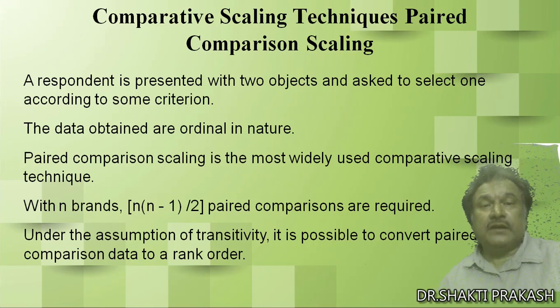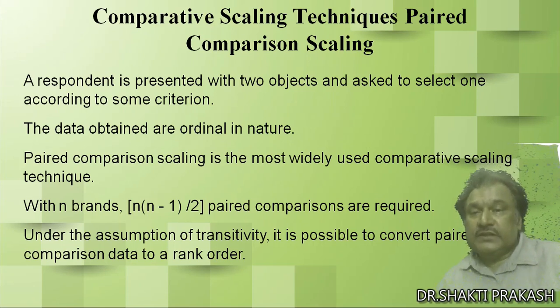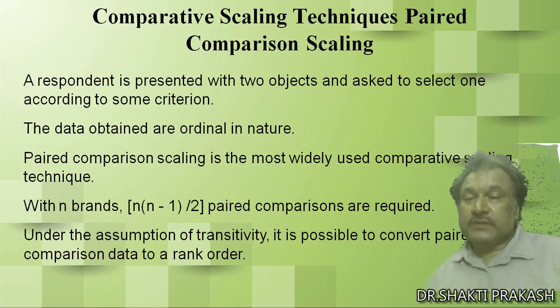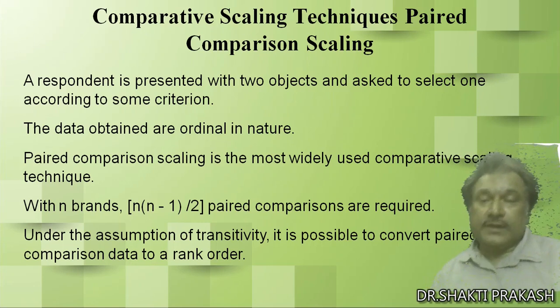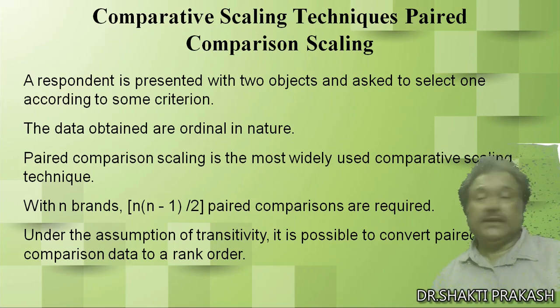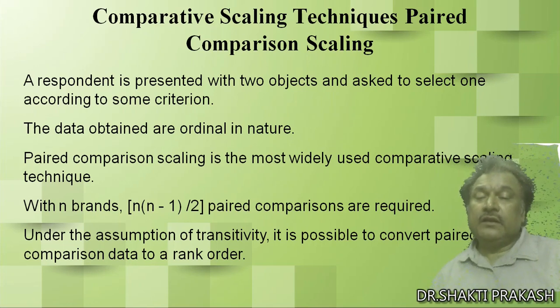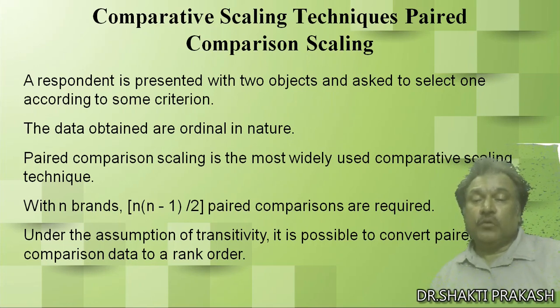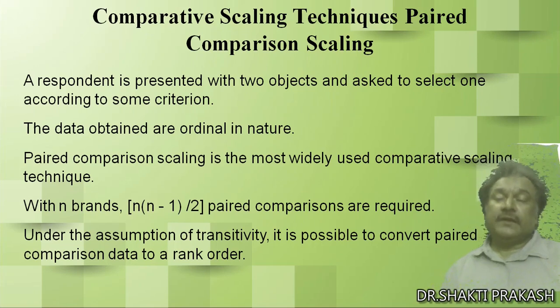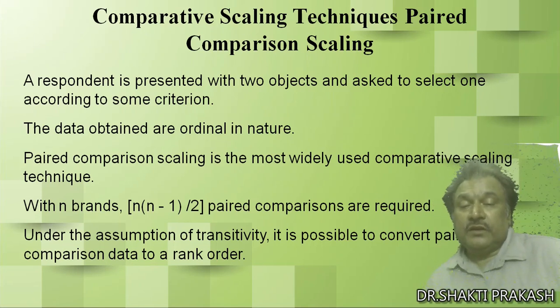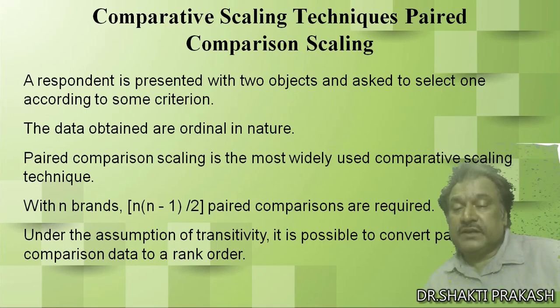The first technique is paired comparison scaling. A respondent is presented with two objects and asked to select one according to some criterion. The data obtained are ordinal in nature. Paired comparison scaling is the most widely used comparative scaling technique. With n brands, n(n-1)/2 paired comparisons are required. Under the assumption of transitivity, it is possible to convert paired comparison data to rank order.